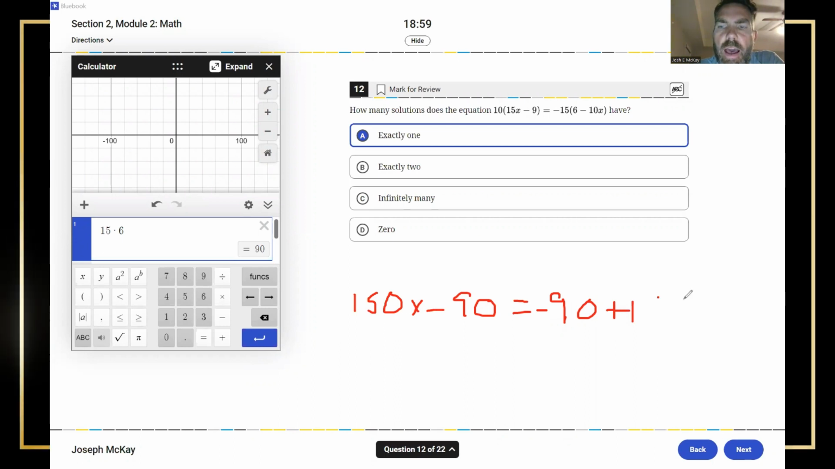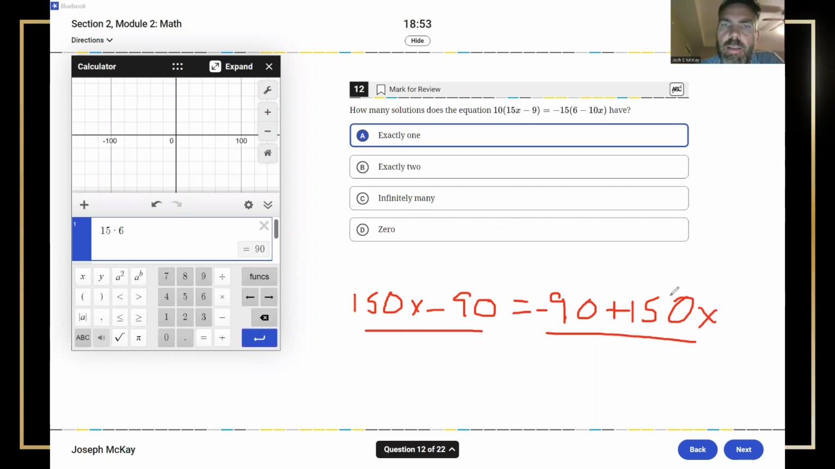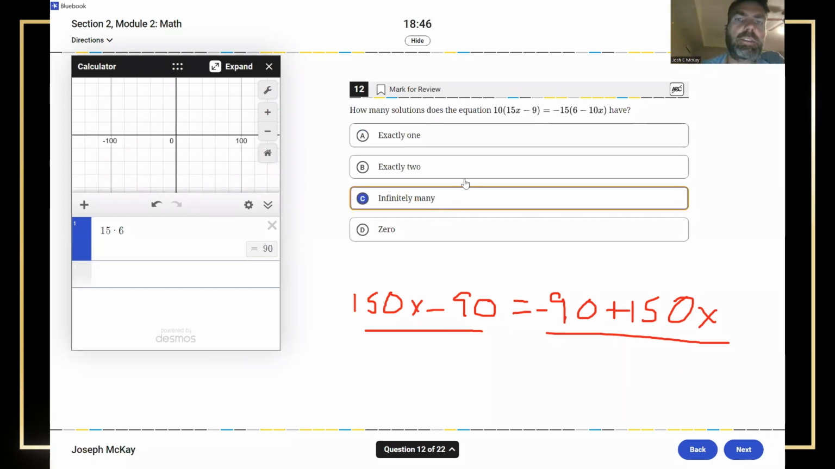So we have here the exact same thing on both sides. 150x minus 90, 150x minus 90, which means I can put anything I want in for x and have it be right. So my first guess was exactly 1, but it was good that we went ahead and did that extra step because it's actually infinitely many here. C is the right answer.